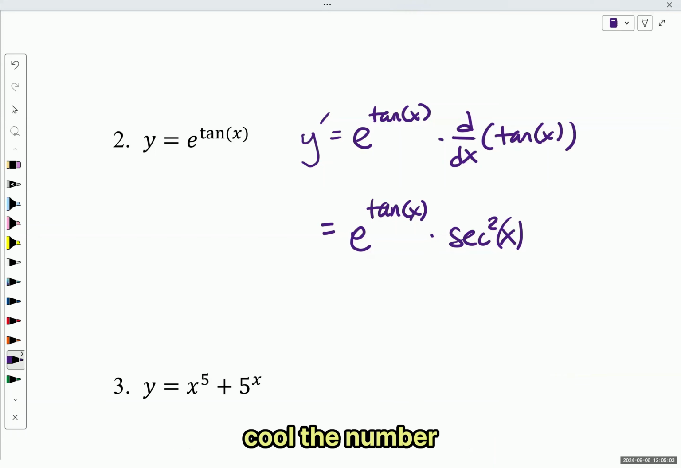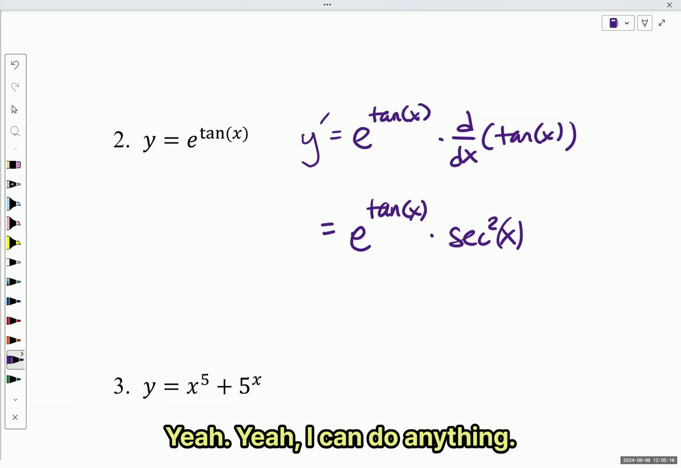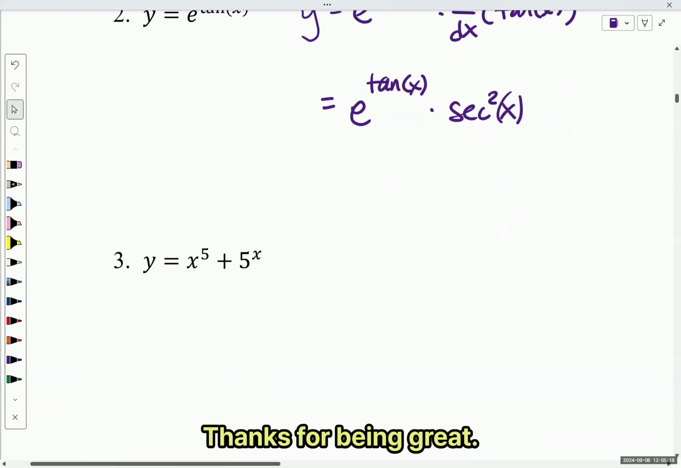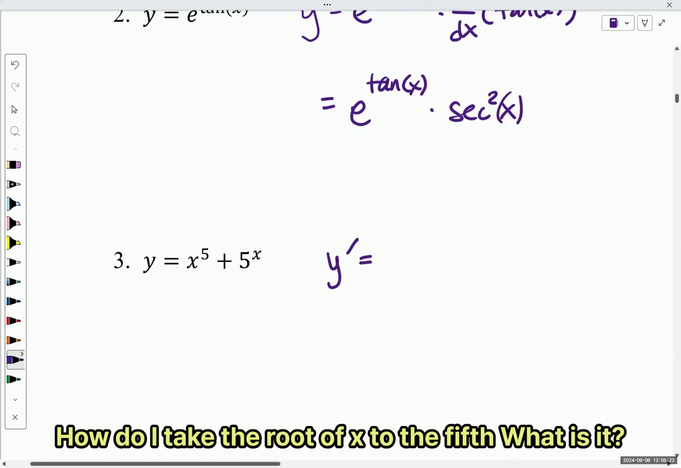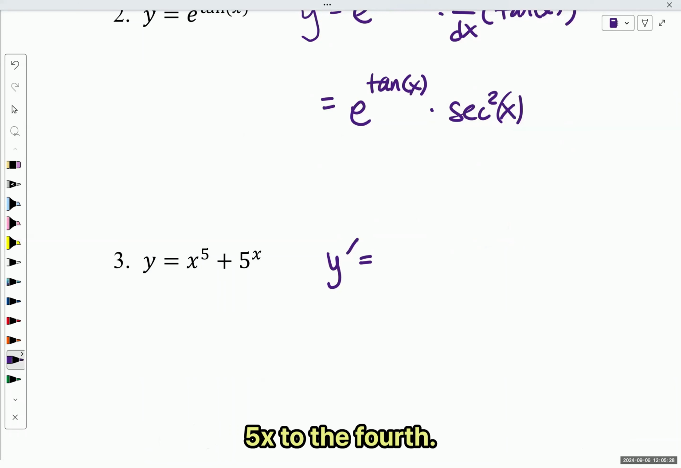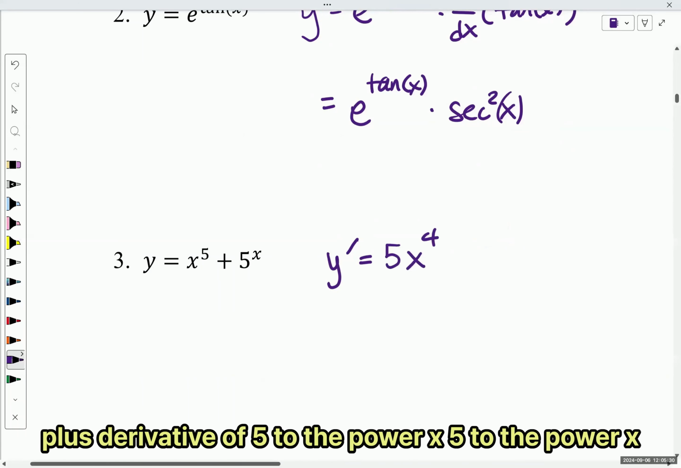Cool. Did number 3 trip any of you up? Because I tried. No? That one was too easy? Yeah, I can do number 3. Thanks for being brave. How do I take the derivative of x to the 5th? What is it? 5x to the 4th. Good job.